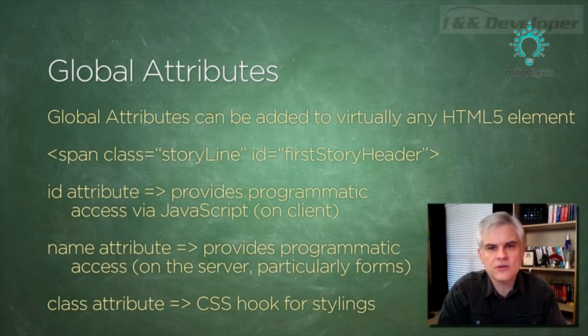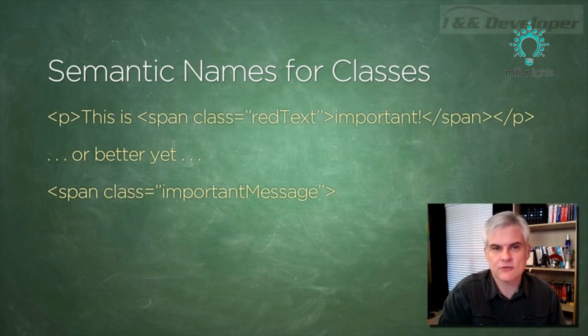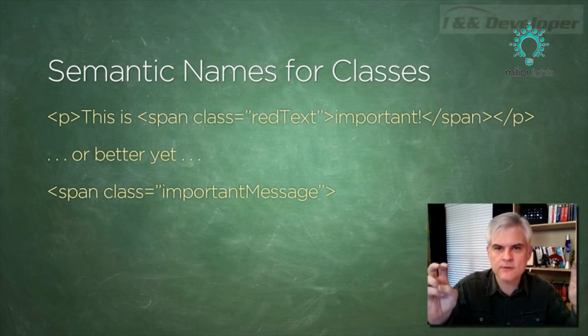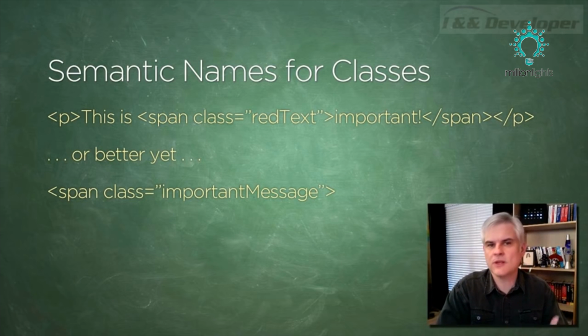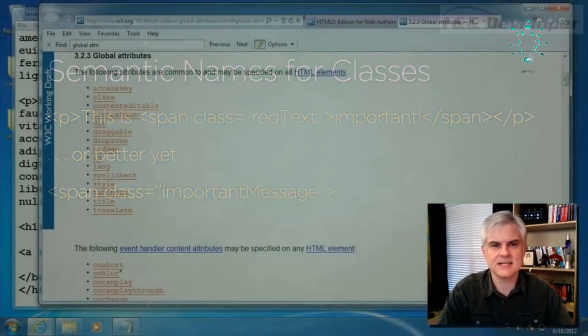Other software could utilize the class attribute for other purposes. But it's a good idea to keep class names semantically correct as well. So you might be tempted to create a class called red text and then create cascading style sheet styles that set the appearance of the font to be red. However, a better idea might be to call it something like important message, then style it with a red font if you wish. We'll talk about CSS later, and we'll make sure to re-emphasize this idea.